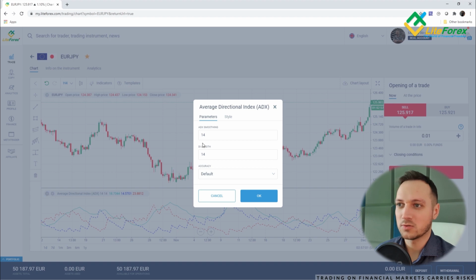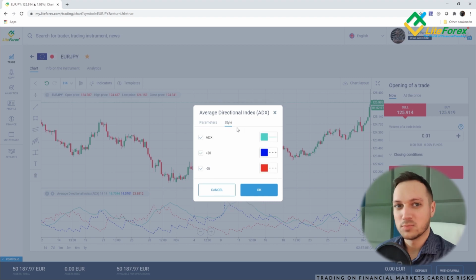On the gear tab, when you click on it, you have the settings, and the 14, these are the default settings and these are the settings that Mr. J. Wallace Wilder was using and was advising to use.